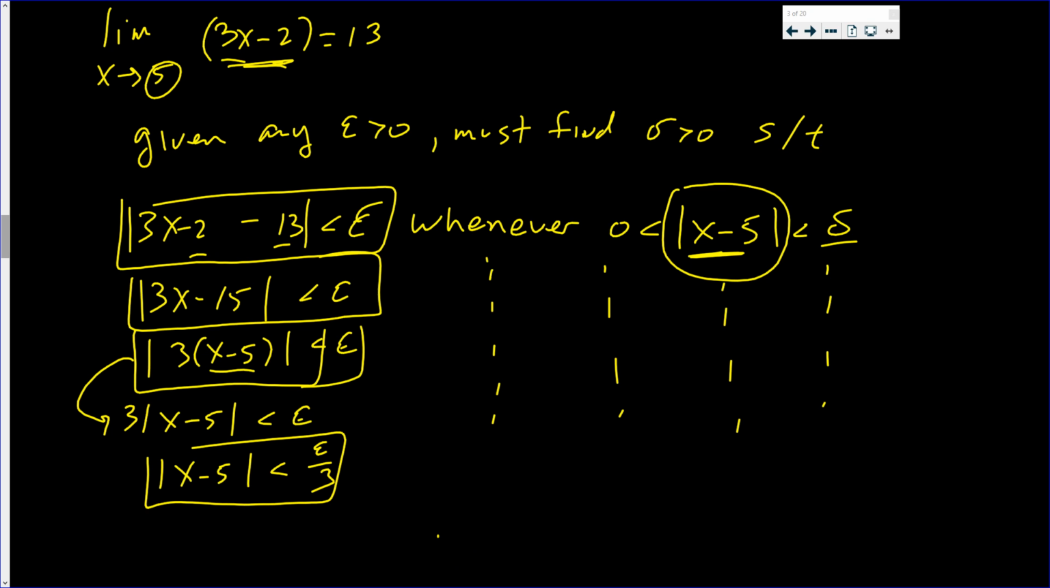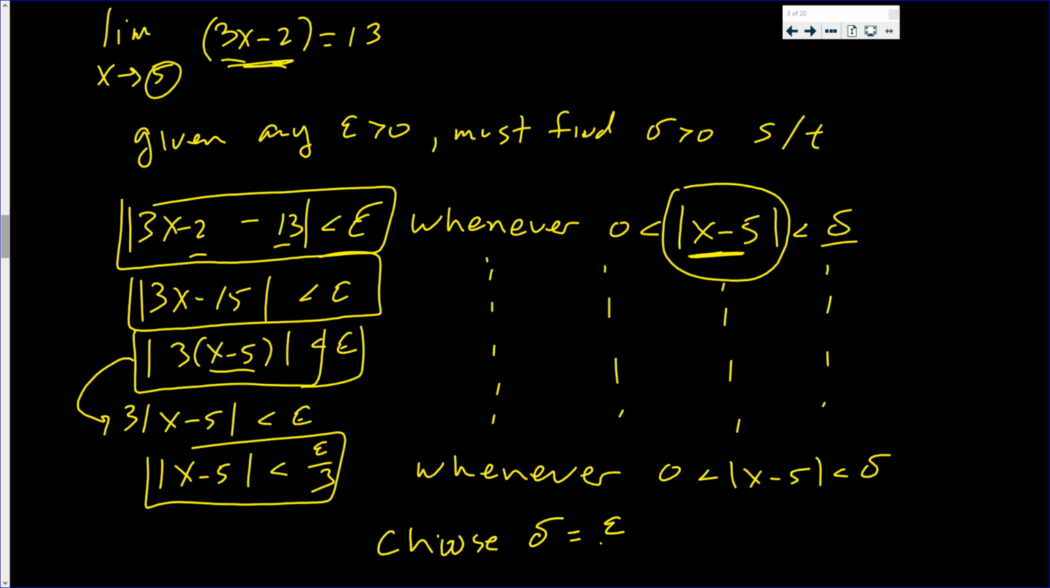So we want the left to be true whenever the absolute value of x minus 5 is less than delta. Well, just choose delta to be epsilon over 3. If I cross this out and I put delta, who in their right mind would say the absolute value of x minus 5 is less than delta whenever the absolute value of x minus 5 is less than delta? It's obviously true, and there it is.